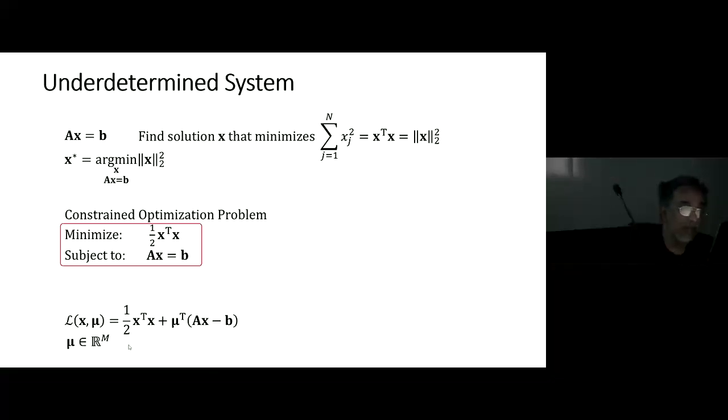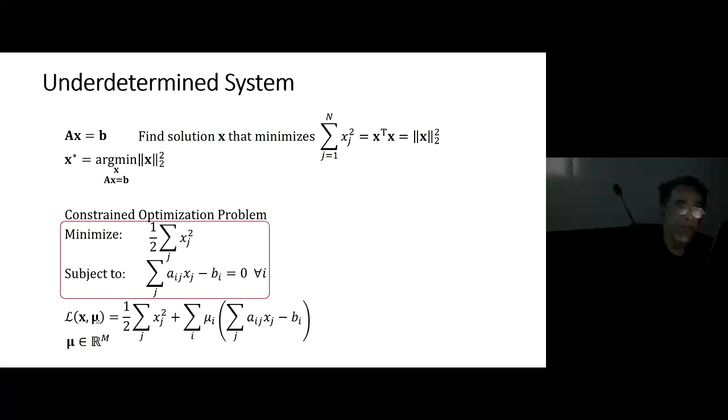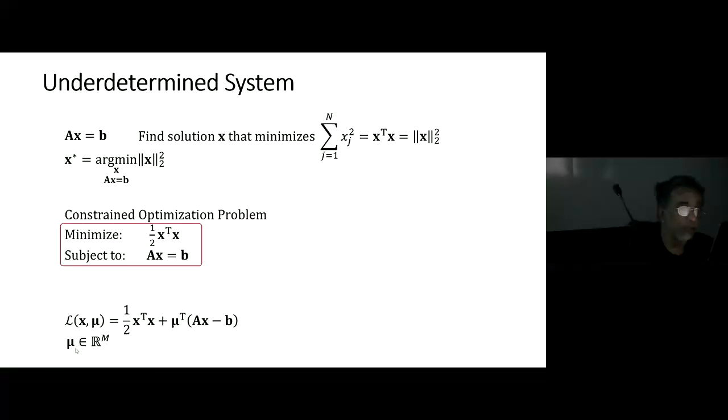And what's the dimensionality of this vector mu? Here, how many i's do we have? 1 through m. m is the number of rows, right? And so we have m as in Maryland number of constraints. So mu is m dimensional. Any questions so far?